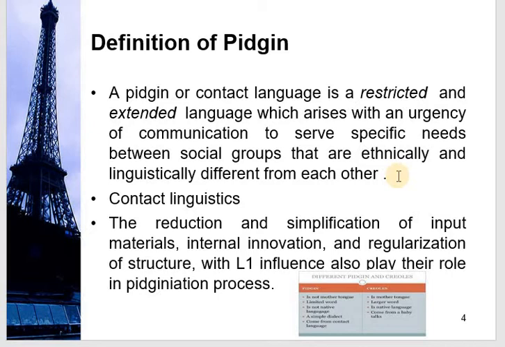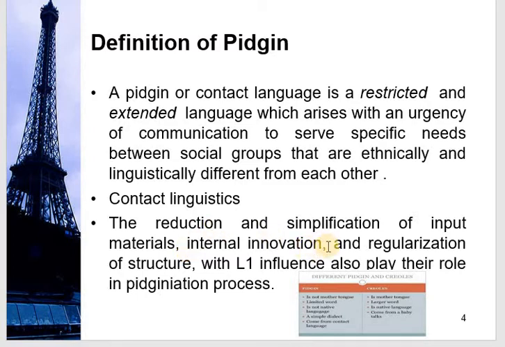This pidgin is a contact language between two diverse groups or two diverse persons. To study it, contact linguistics emerged: when two nations or two persons interact with each other, what are the changes in their language? The reduction and simplification of input materials, that pidgin must be simpler than the original language. Simplification is the hallmark of pidgin. If you want to make it more difficult, there is no need to make a pidgin. It's better to learn the original language.